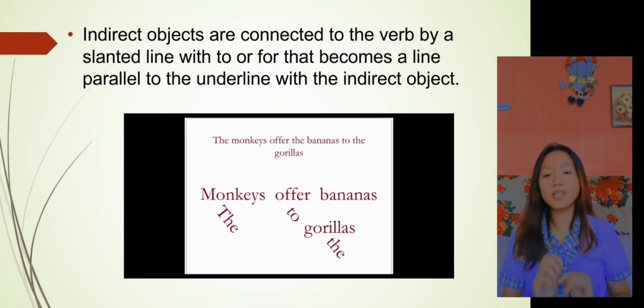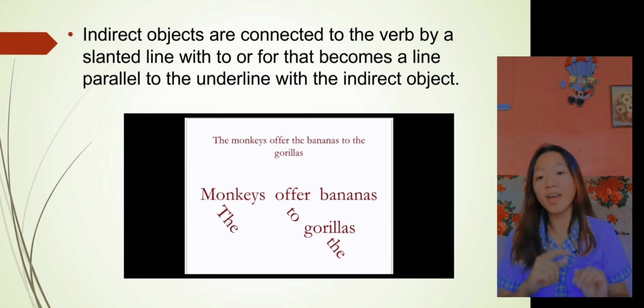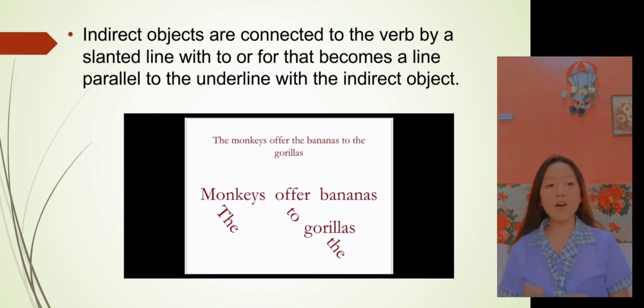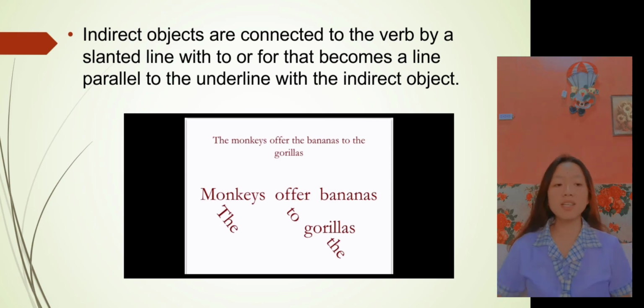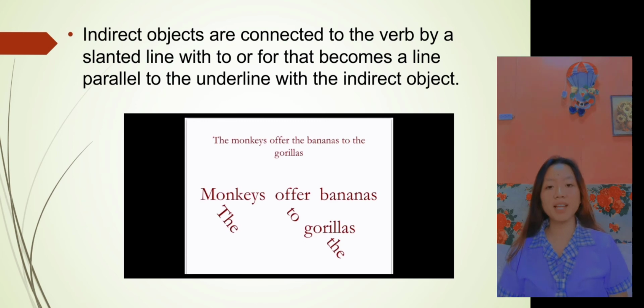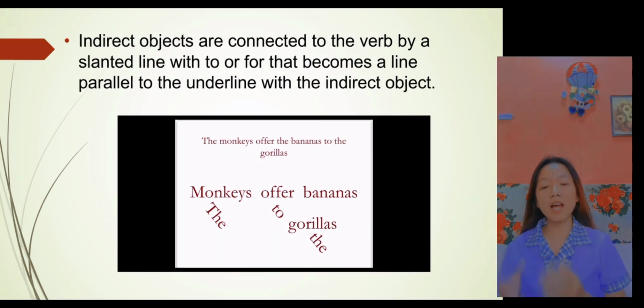Here's another step in sentence diagramming. Indirect objects are connected to the verb by a slanted line with 2 or 4 that becomes a line parallel to the underline with a direct object. In the sentence, the monkeys offer the bananas to the gorillas. Our subject here is monkeys, offer is our verb, bananas is our direct object, and gorillas is our indirect object, because it describes to whom the bananas are given.